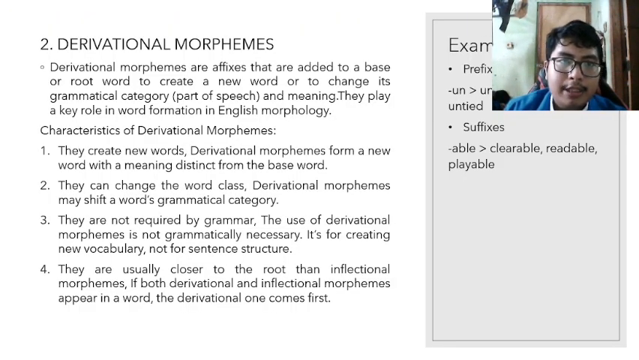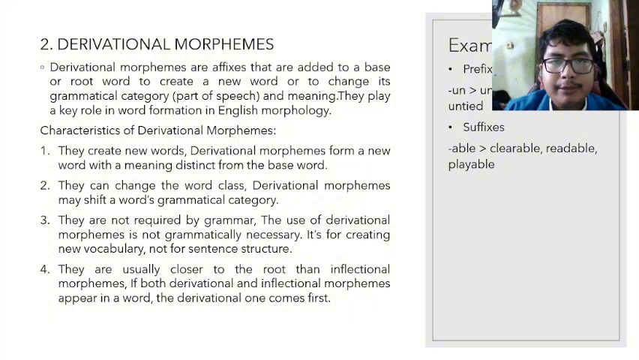Derivational morphemes. Derivational morphemes are affixes that are added to the base or root word to create a new word or to change its grammatical category and meaning. They play a key role in word formation in English morphology. Characteristic of derivational morphemes is, for the first, they create a new word. The derivational morphemes form a new word with a meaning distinct from the base word.